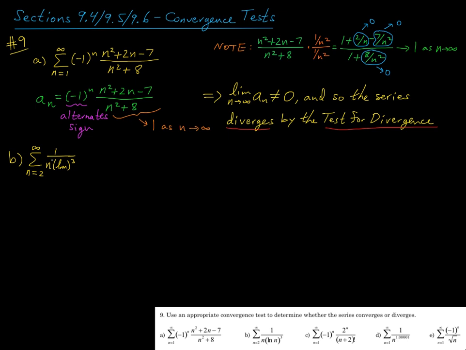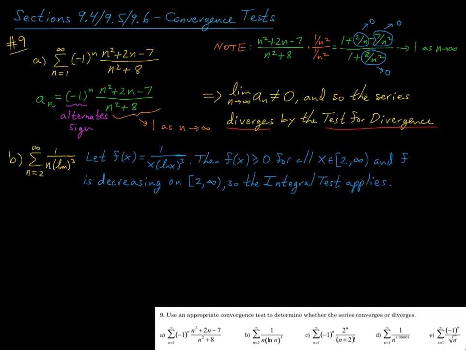Looking at the sum of 1 over n times the natural log of n cubed, where n starts here at 2. That's a relatively easy integral to compute. You can use the substitution. If I let f of x be 1 over x times log x cubed, this function is non-negative and it is decreasing on the interval from 2 to infinity, and so the integral test does apply.